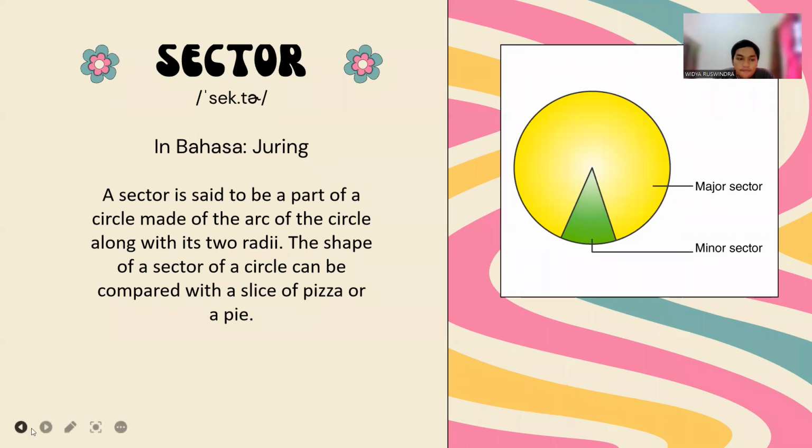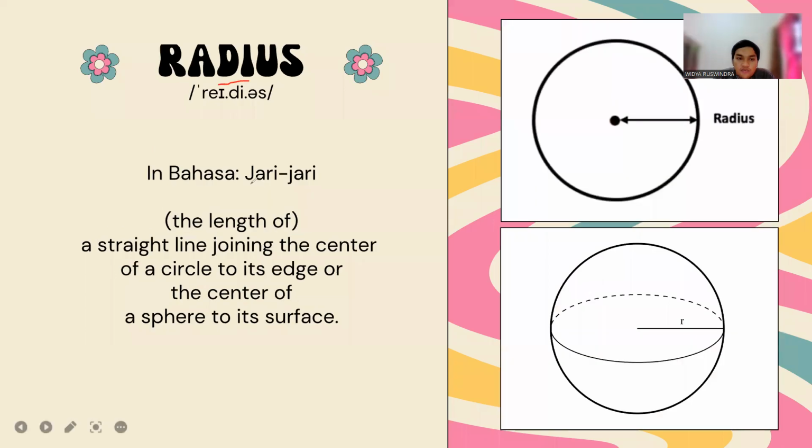Next we have radius. In Indonesian, we say jari-jari. It is the length of the line joining the center of the circle to its edge, or the center of the sphere to its surface. So for the circle, this is a radius from the midpoint to the circumference, and we call this radius. And this is an illustration of radius with a sphere.